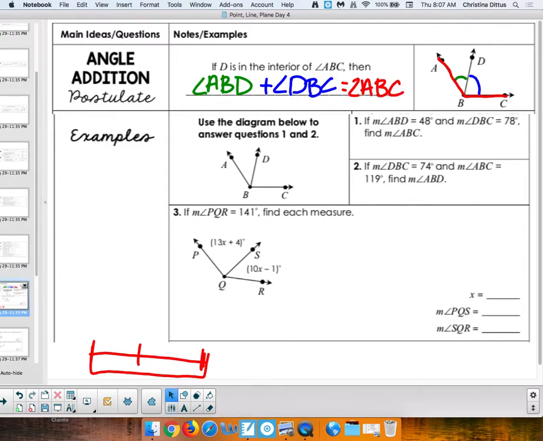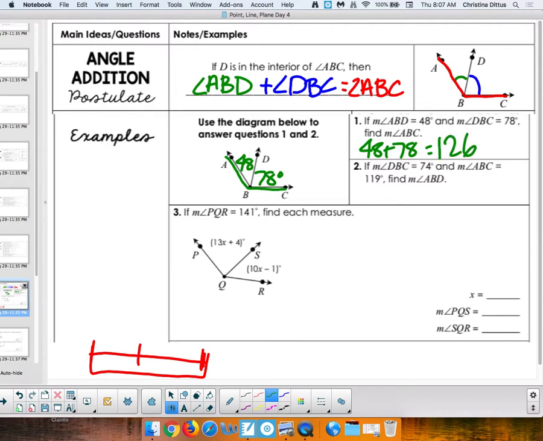Same sort of thinking: two small things add up to be the big thing. So if angle ABD here is 48 degrees and DBC is 78 degrees, how can I figure out how much ABC is? What do I do with those two things? Add them. Good. 48 plus 78, we got calculators? 126. Good. 126 degrees.